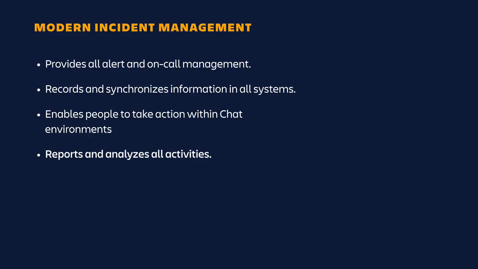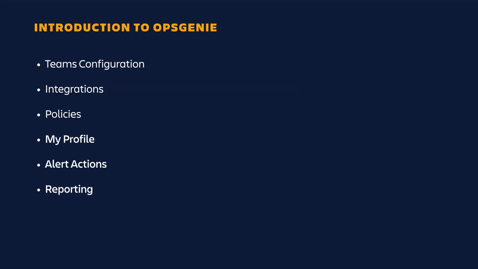So really, if you're looking at a modern incident management platform, you're looking at providing all the alerting and on-call management in one place, recording and synchronizing all that information in all systems, and enabling people to take action within chat environments like Slack or MS Teams even. Reports and activities are all analyzed, and it's all in one centralized location for you. So with that, we're going to dive into our demo of Opsgenie. We'll look at teams, integrations, policies, the profile, actions, reporting, and we'll do that now.